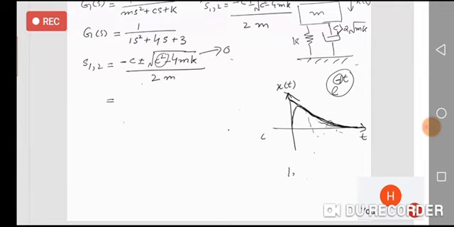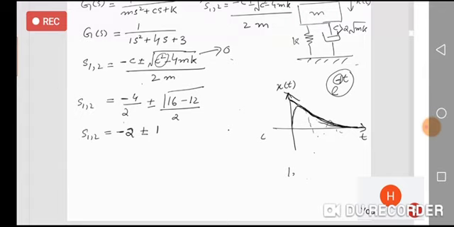If I use 4 here, then my S1,2 will be minus 4 by 2 plus minus under root of 16 minus 4 into 3, okay. 16 minus 12 divided by 2 into 1. So that comes out to be minus 2 plus minus, so 4 plus minus 1, okay? Plus minus 1 will come, okay?